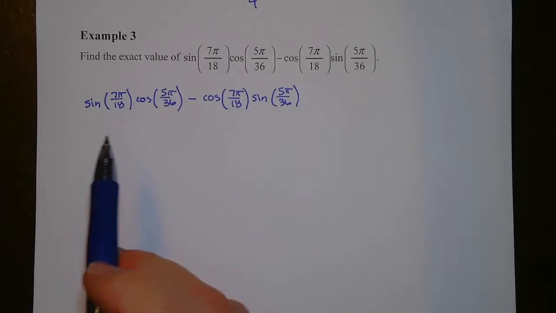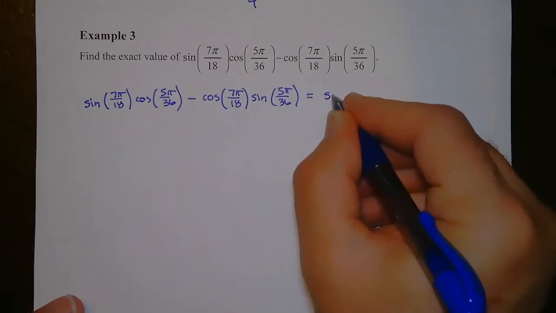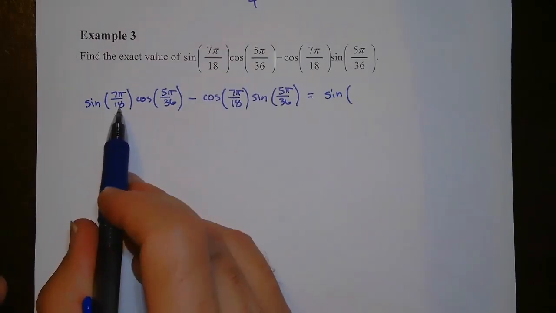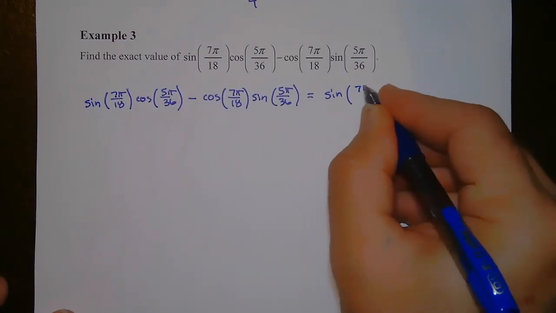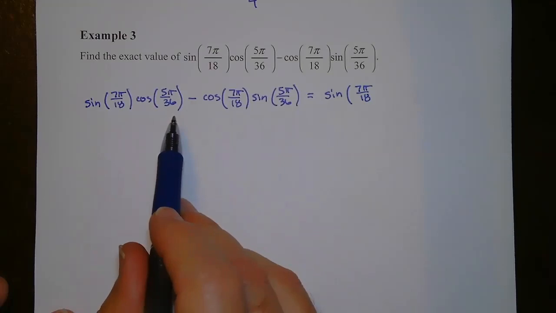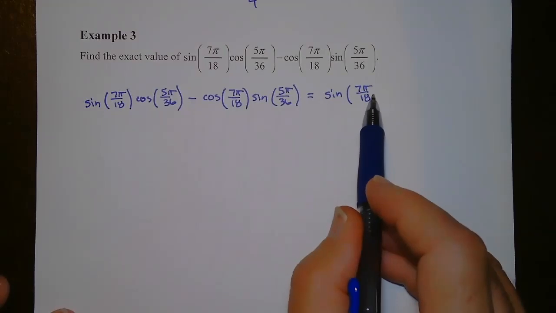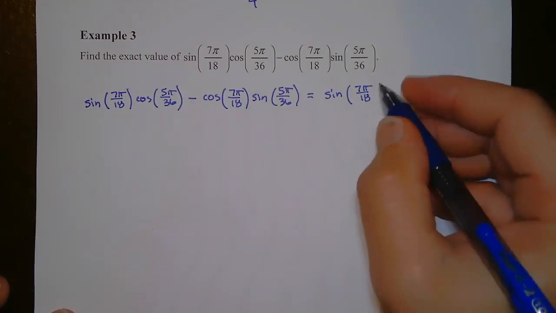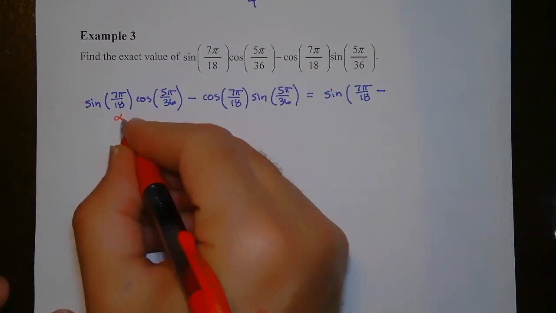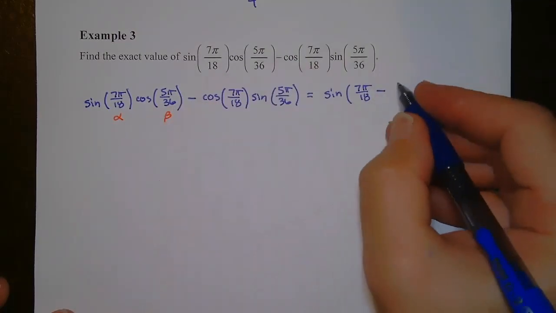So this comes from the sum and difference identity for sine. So we know this is equal to sine of, and my alpha is the 7 pi over 18. For sine, it matches up, so whatever we're doing here, we're also doing in between the two angles, alpha and beta. Since this is subtraction, we're going to have to subtract. What's my beta angle? Well, this was alpha and this one's beta. So we have 7 pi over 18 minus 5 pi over 36.